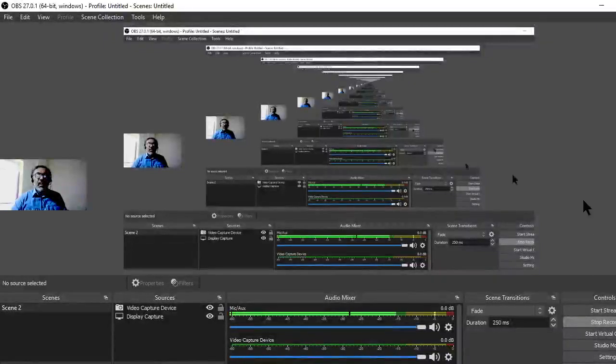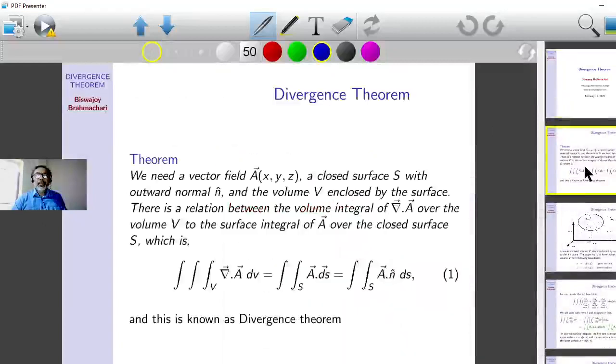Hello, in our lesson today, let us discuss the divergence theorem. We need a vector field A(x,y,z). You also call it a vector function of three coordinates x, y, z, in three-dimensional space. And you also need a closed surface. It's not an open surface. A closed surface which encloses a volume. The volume is V, and the outward normal from the surface is n.